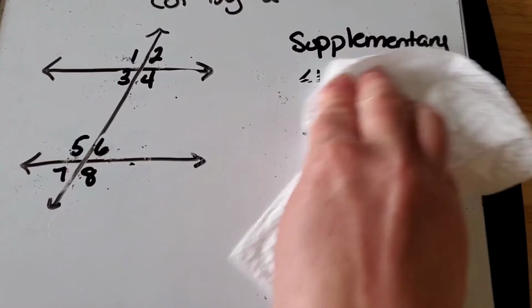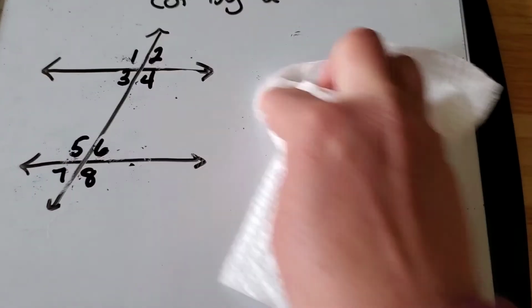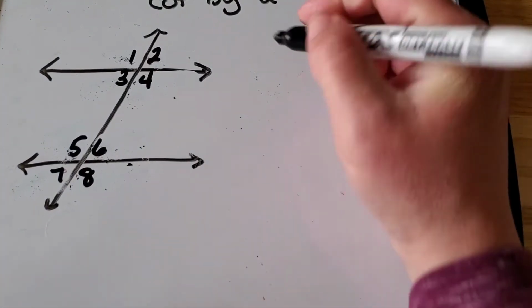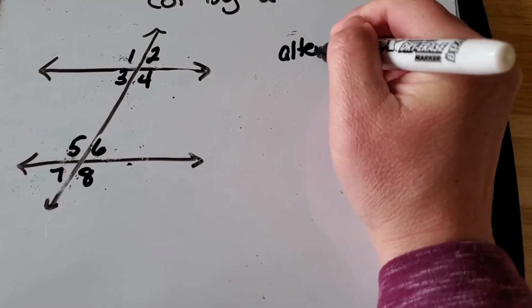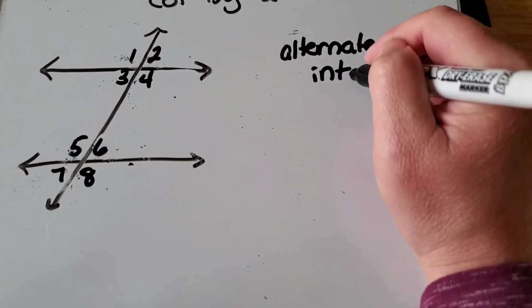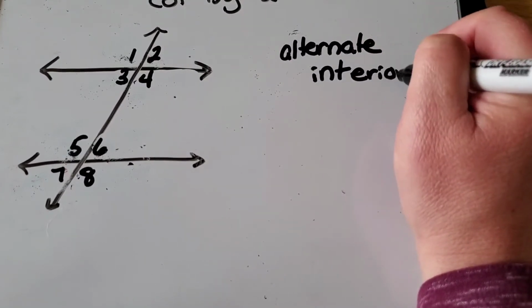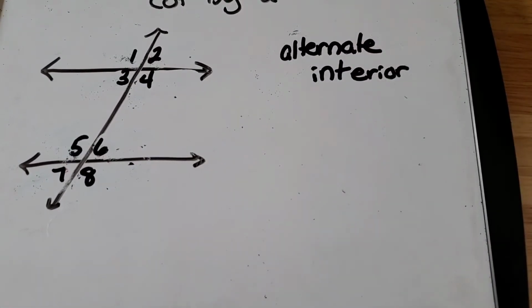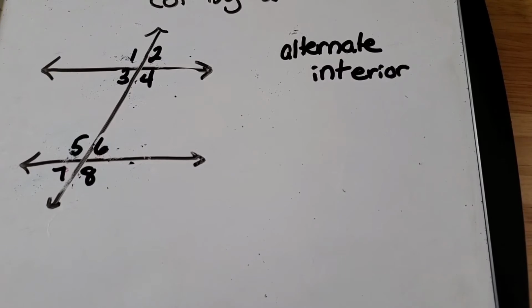Now, let's say I asked you for your alternate interior angles. Remember what the word interior means. Interior means inside. So you're looking at the angles inside the parallel lines, and you're naming the ones that are alternating from each other, opposite from each other. Take a minute, pause the video, see if you can name the alternate interior angles.